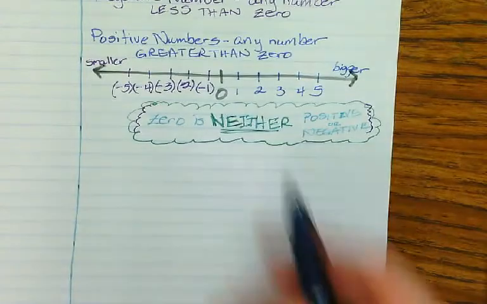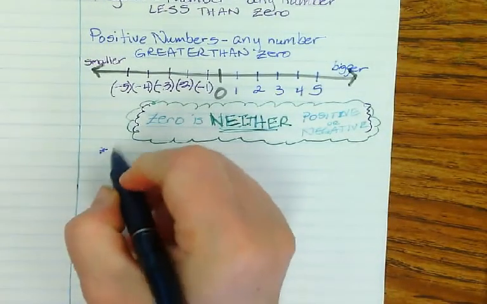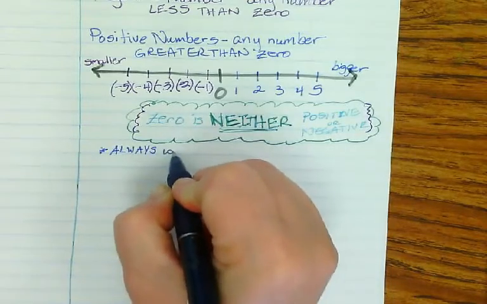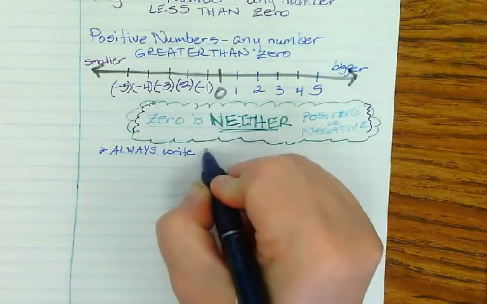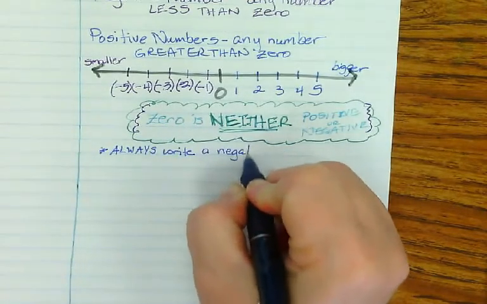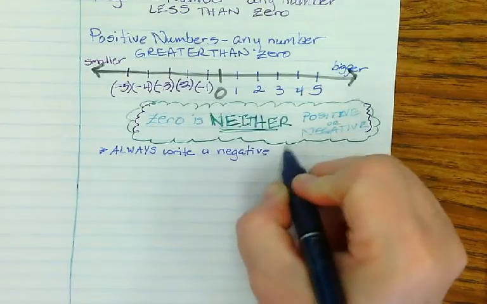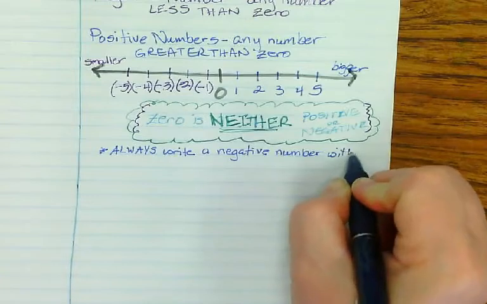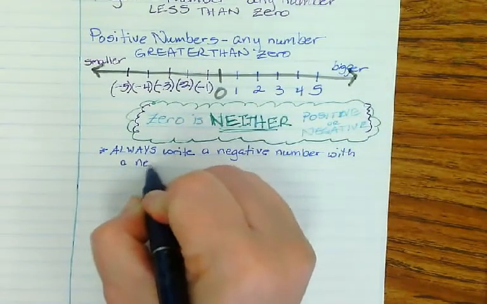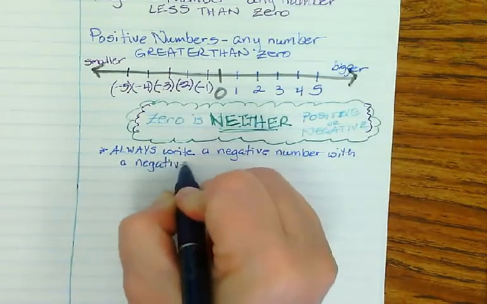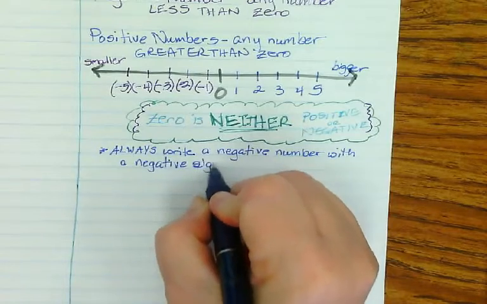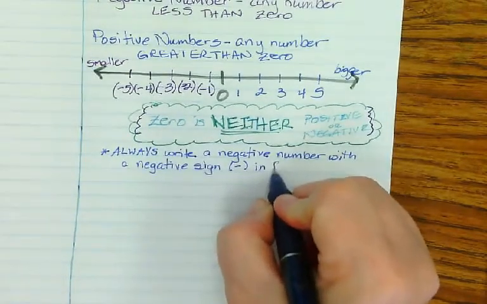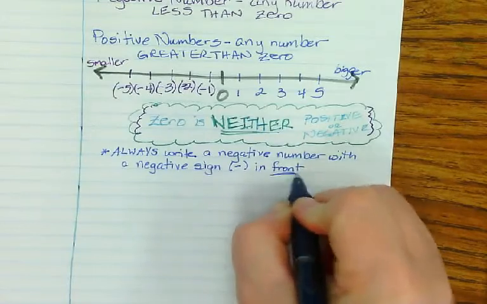Also, I would like you to remember, always write a negative number with a negative sign, which is just like that, in front. Has to go in the front.